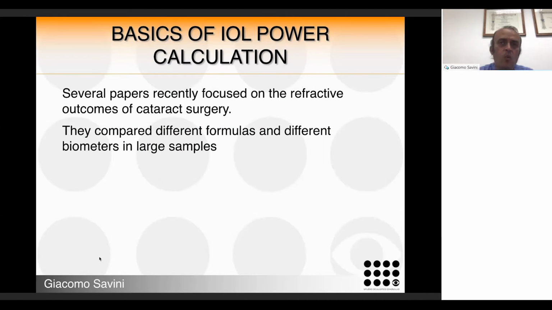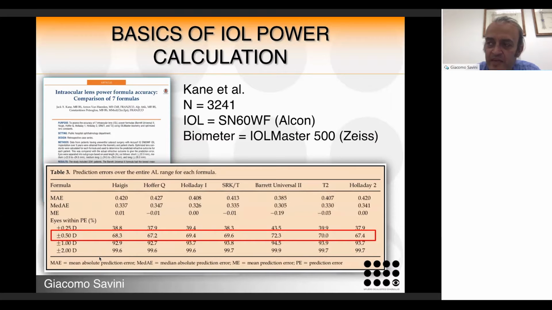So, what did the literature show during the last few years about these, or at least some of these formulas? There have been 3 landmark papers. The first one was released in 2016 by Kane on 3,000 eyes with the Alcon SN60WF, and he found that the best formula, and he was the first one to show this almost 4 years ago.